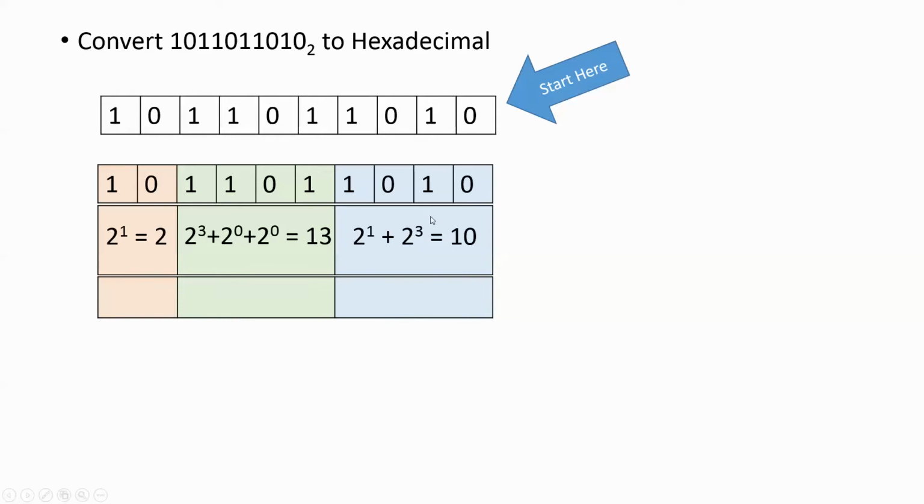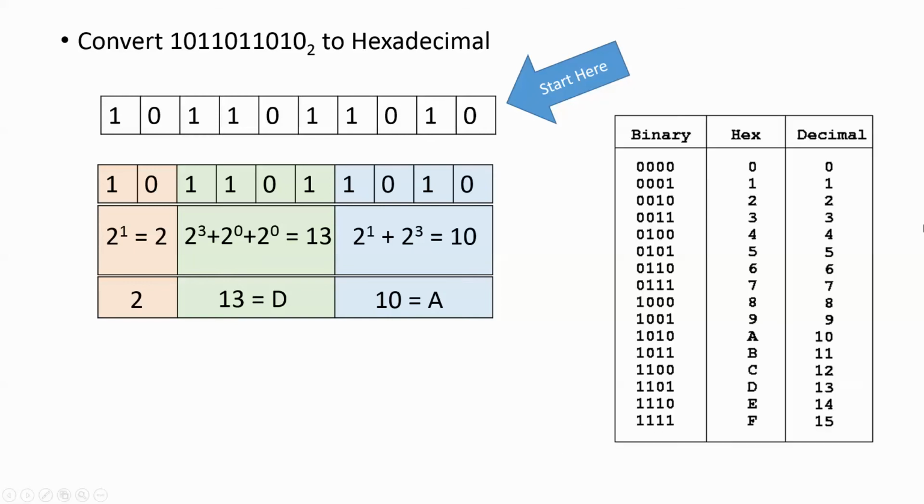Then what we can do is convert these to their equivalent hexadecimal digit. So 10 is A in hexadecimal, 13 is D, and 2 is just 2. Then we can combine these and say that this big long number in binary is equivalent to 2DA in hexadecimal, or base 16.